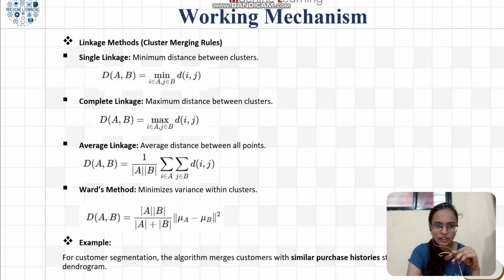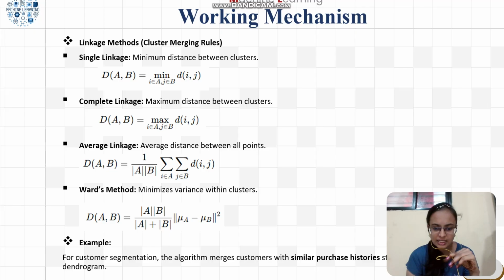Now moving towards the linkage methods, or cluster merging rules, that are applied. The most common distance measure is the Euclidean distance, which is simply the straight line distance between two points in n-dimensional space. But how do we decide which two clusters to merge? This depends on the linkage method. There are different types of linkage methods.